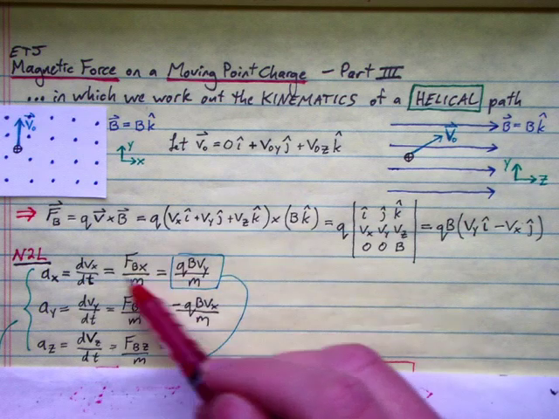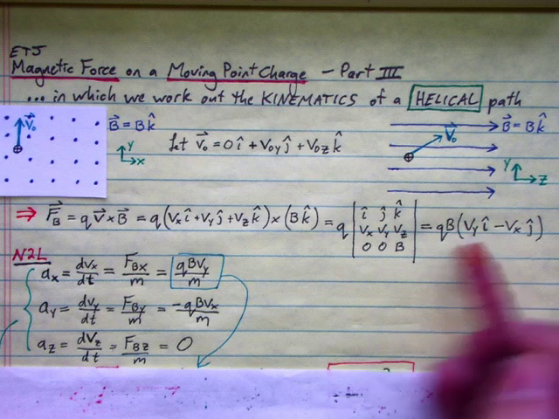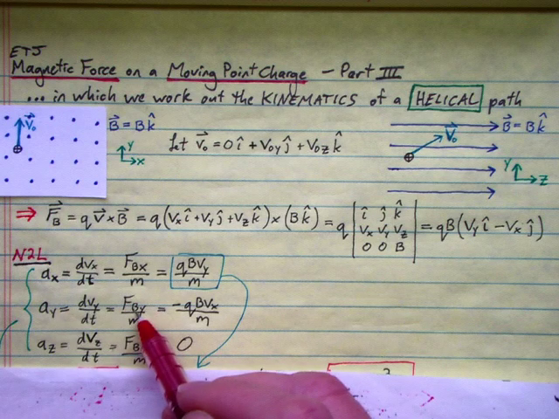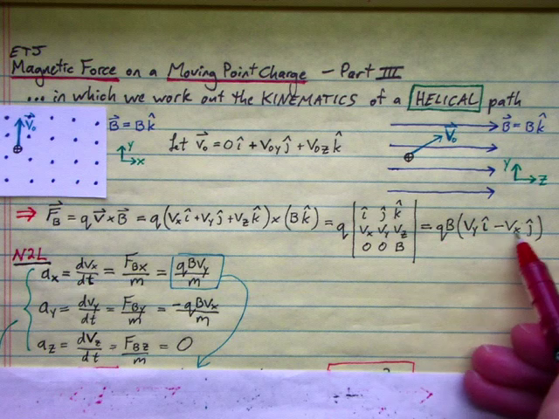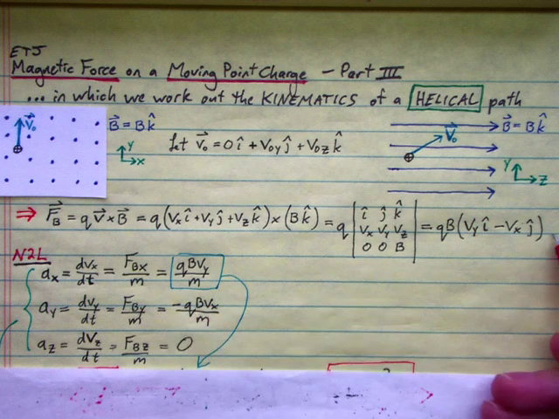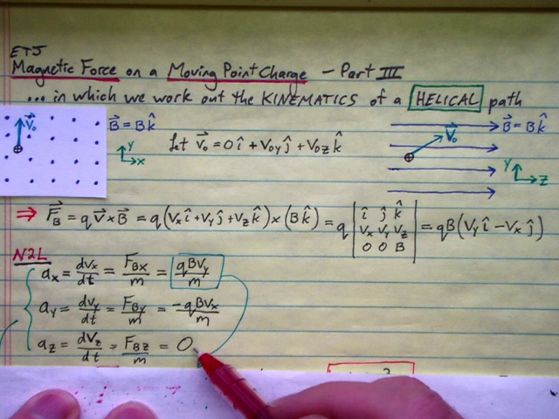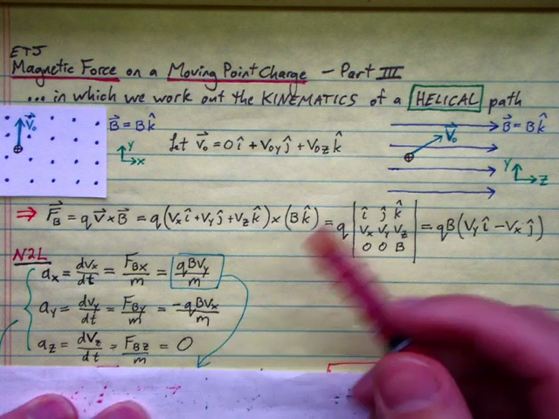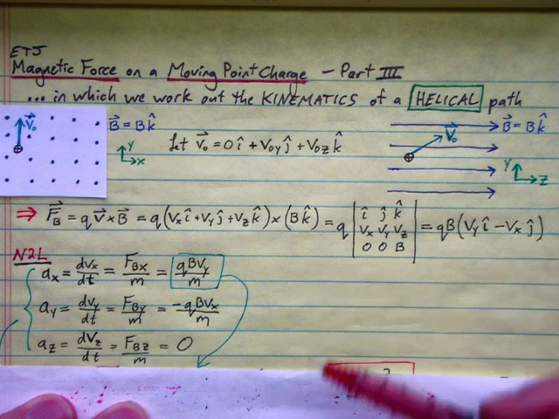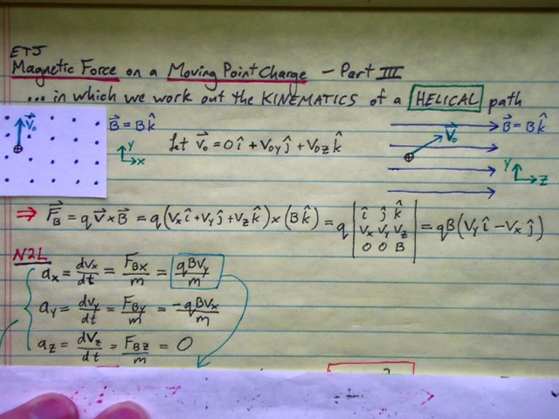The x component of the force, Fbx, let's see, that'll be this right here, qB times Vy, so qB Vy over m. The y component of the force is given by qB times negative Vx, so negative qB Vx, there's our y component. And there is no z component to the force, so there's no z acceleration. The particle's velocity in the z direction will be constant. Okay, so now we would like to find the velocity components as functions of time and eventually the position components, x, y, and z, as functions of time.